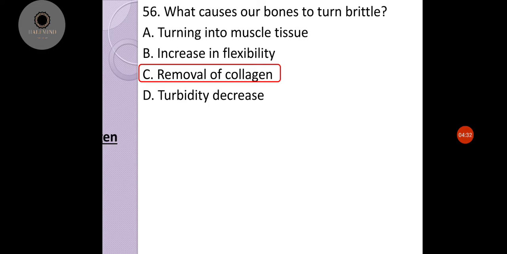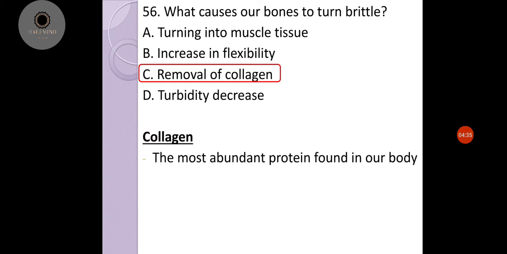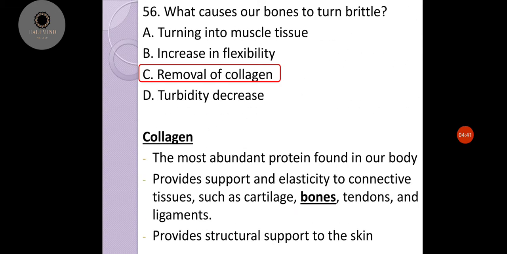Ano ba yung collagen? So the collagen is the most abundant protein found in our body. So it provides structural support to the skin and provides support and elasticity to connective tissues such as cartilage, bones, tendons, and ligaments. Remember, our bones are connective tissues. So if we lessen the intake of collagen or the level of collagen in our bones, so mag-brittle yung ating bones, magabok ang atong bukog.